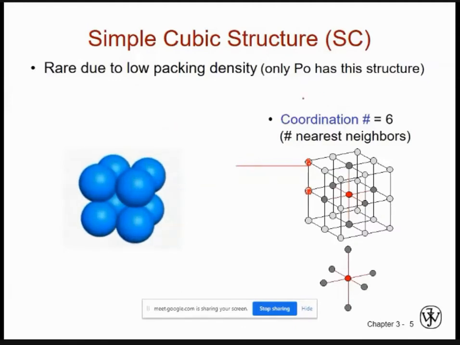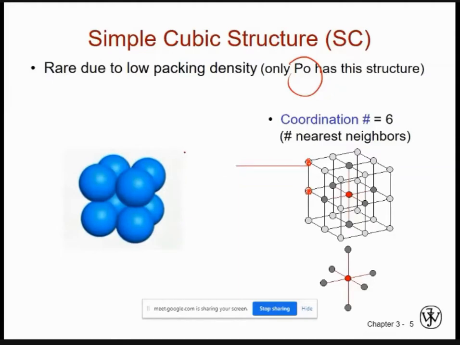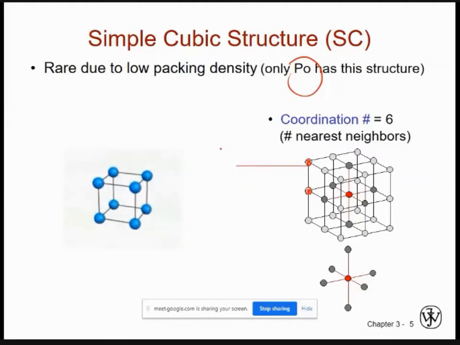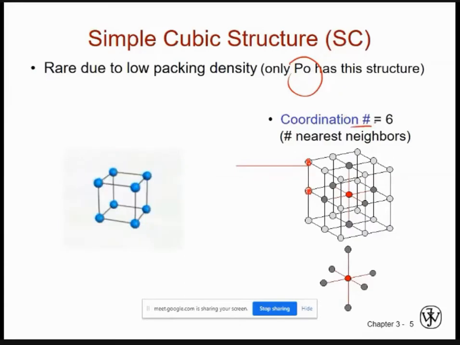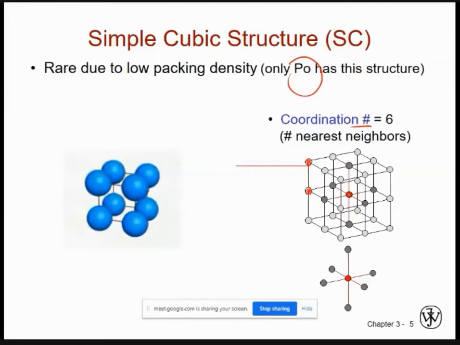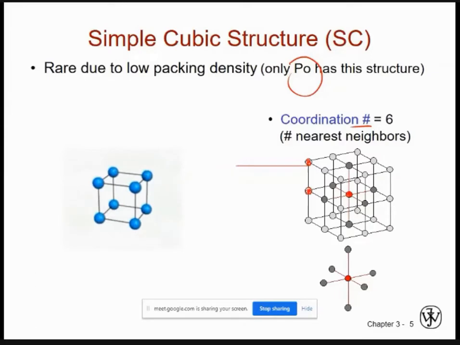Polonium is the only element which was discovered with such a structure, the simple cubic structure. If you pay attention here, it says coordination number equals 6. What is coordination number? Let's say pick any atom. I will pick this red one over here because it will be easy to see.